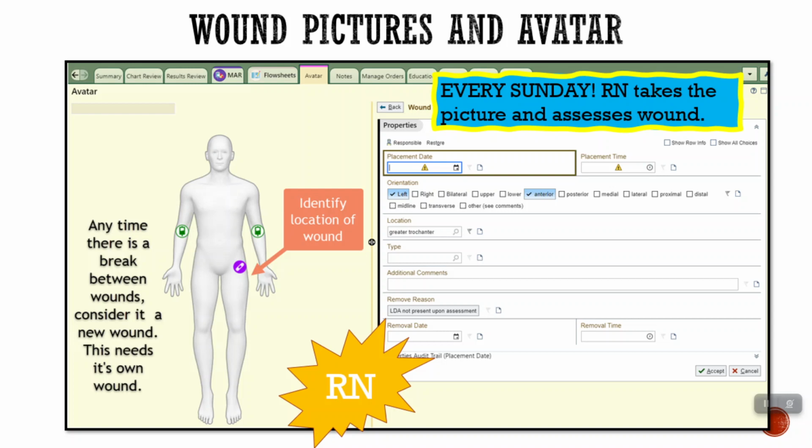Now, anytime there is a break between wounds, consider it a new wound. So it's not like the whole left leg has a series of 5 or 6 open areas. That's not considered one wound. It's 5 or 6 open wounds, and you need to identify those on the avatar.